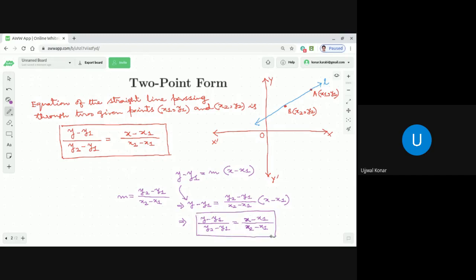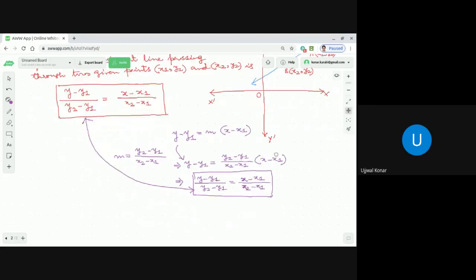And if you see, dear students, that is the same equation that I wrote in the red box above. So these two equations are the same, na? Anyway, what you need to remember is the equation of a straight line passing through two given points. So here it is, the equation of the straight line passing through two given points x1 comma y1 and x2 comma y2 is y minus y1 divided by y2 minus y1 is equal to x minus x1 divided by x2 minus x1. Correct?